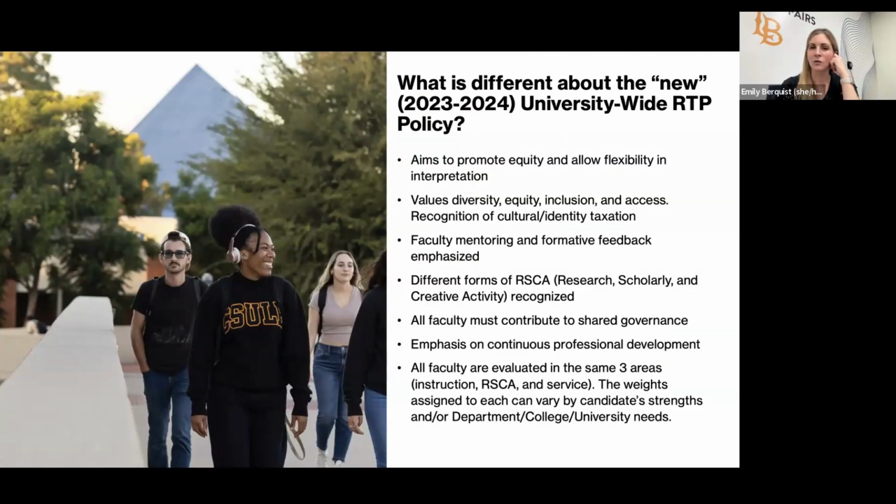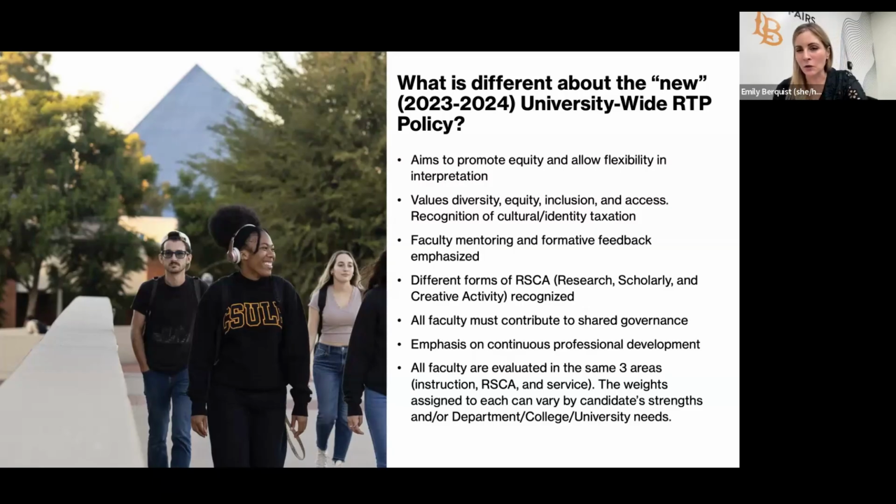So first, I want you to know that our new RTP policy aims to promote equity and allow flexibility in interpretation. We're making a special point to say everyone doesn't have to be exactly the same. There is room for all of us at the beach, and there's value in how all of us contribute. Our new RTP policy values diversity, equity, inclusion, and access. It also, and this is important, is cutting edge in recognizing the existence of cultural and or identity taxation.